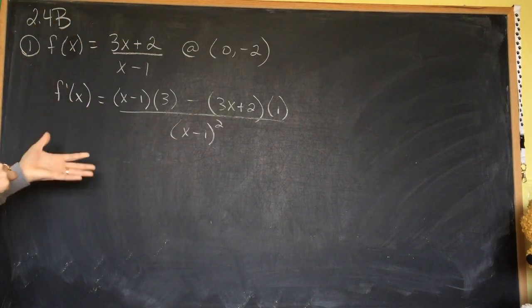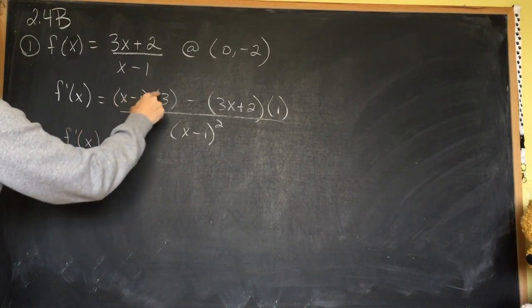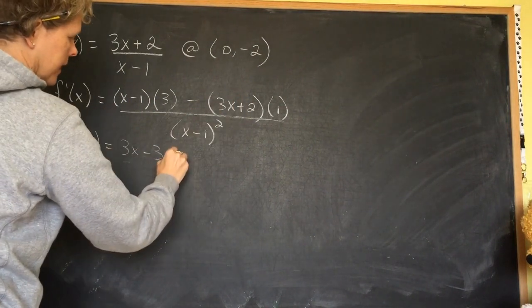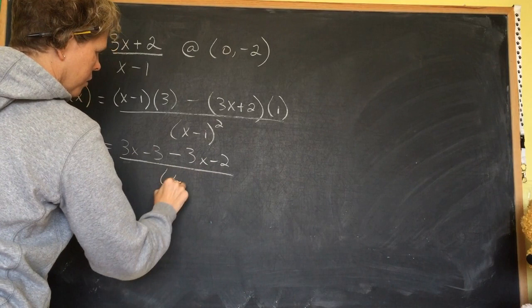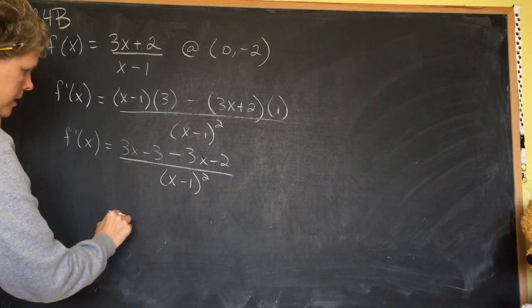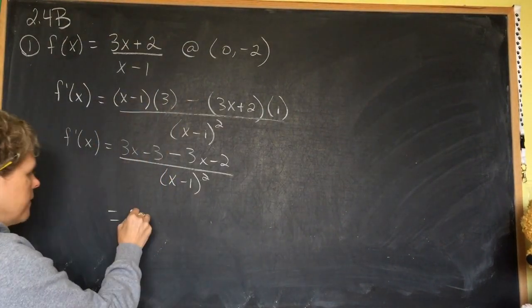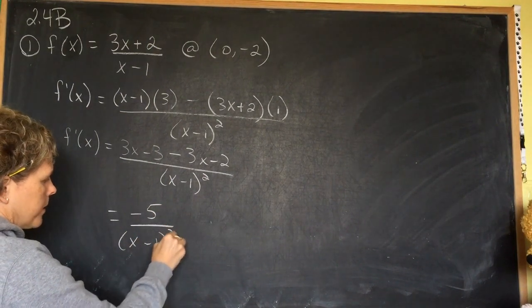All right, so there's the derivative. Now we just have to clean it up. Distribute the 3 gets me 3x minus 3. Distributing the negative gets me a minus 3x minus 2 all over (x - 1) squared. And if I take that another step, those 3x's cancel out, so that's kind of nice. So then I have negative 5 over (x - 1) squared.